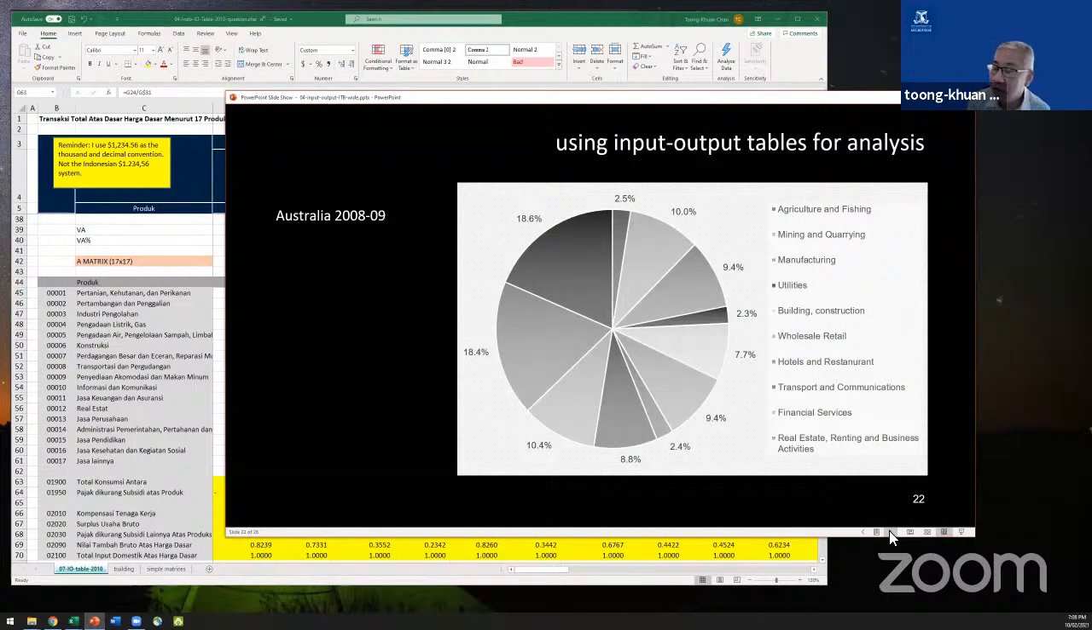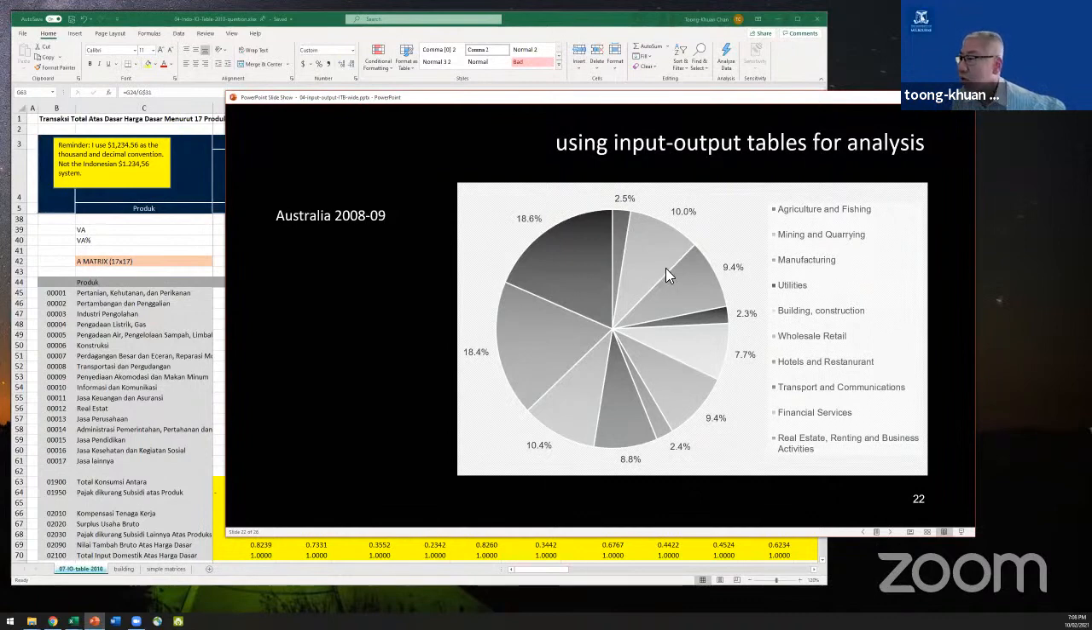If you wish, you can compare your Indonesian input-output tables across different countries. If you wish, I have input-output tables of many countries around the world. So as an exercise, if you wish to examine them, we can have a conversation about how Indonesia is different or similar to other countries around the world.